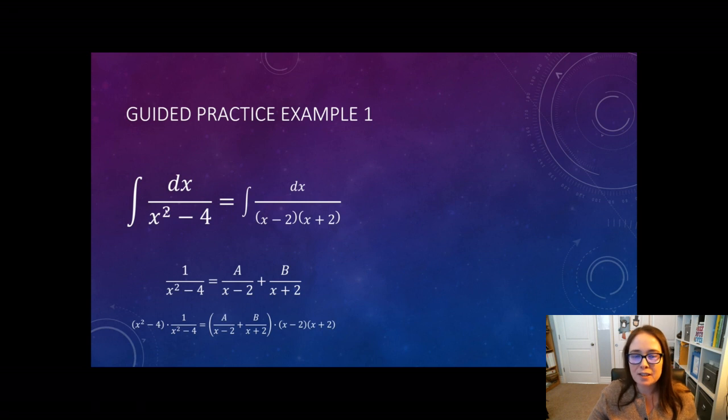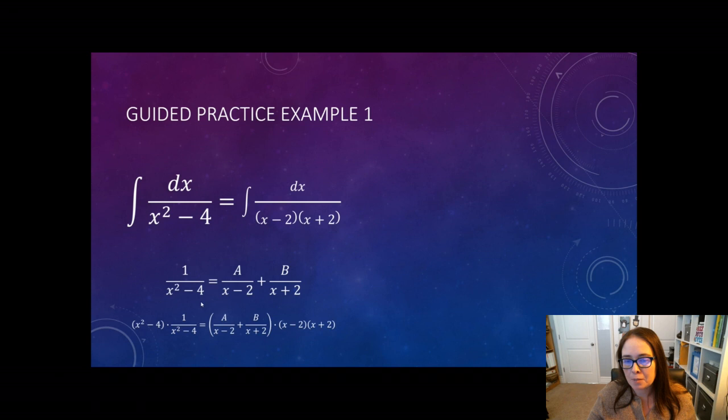So I have dx over x squared minus 4, and that denominator factors as a difference of two squares, so an x minus 2 and an x plus 2. And so they're distinct linear factors. So this fraction 1 over x squared minus 4 from the integral is going to break down into a constant over each of those factors. So two factors means two fractions.